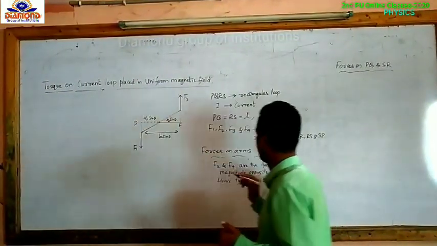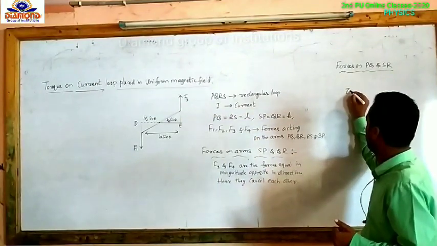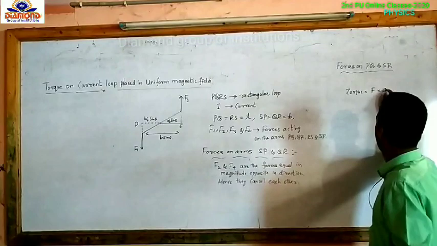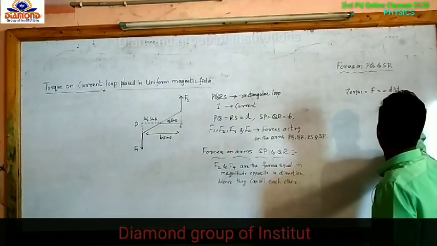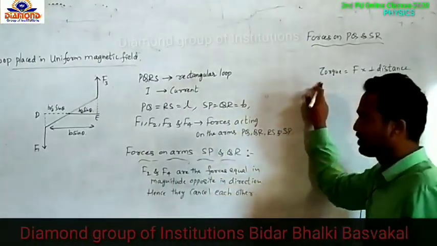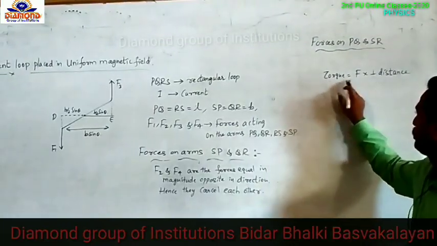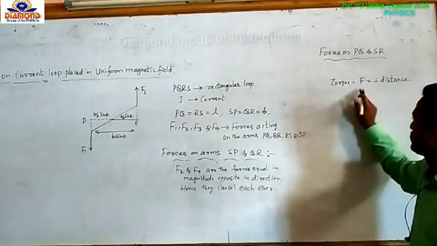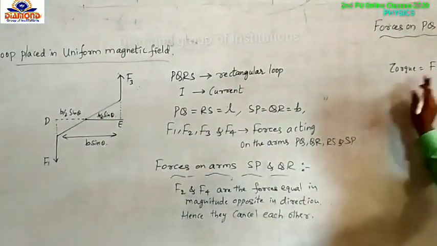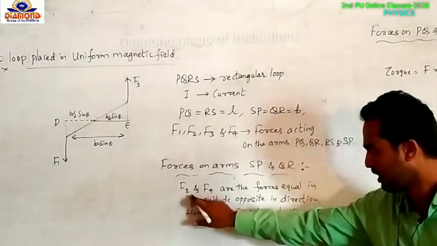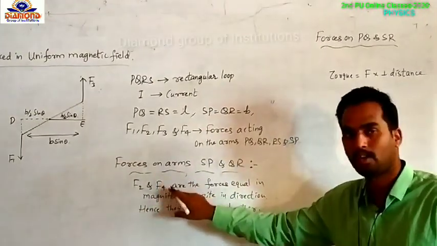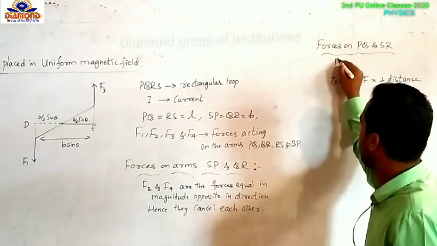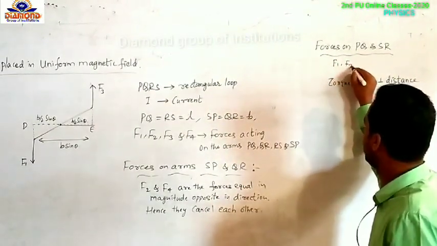What is the definition of torque? Torque equal to force into perpendicular distance. Right? So where is the force? Now here already see F2 and F4, there is no effect of the force because they are going to cancel each other. So here the forces remaining are F1 as well as F3.